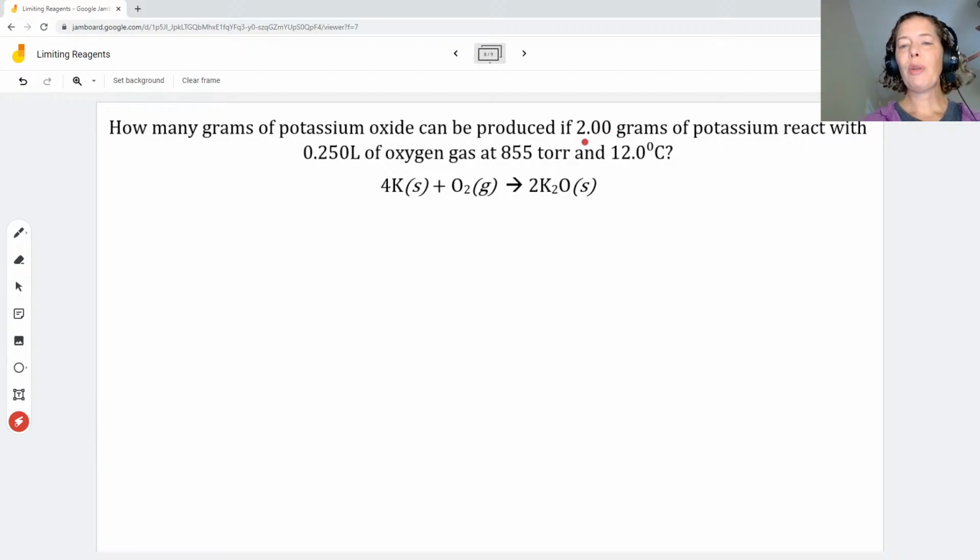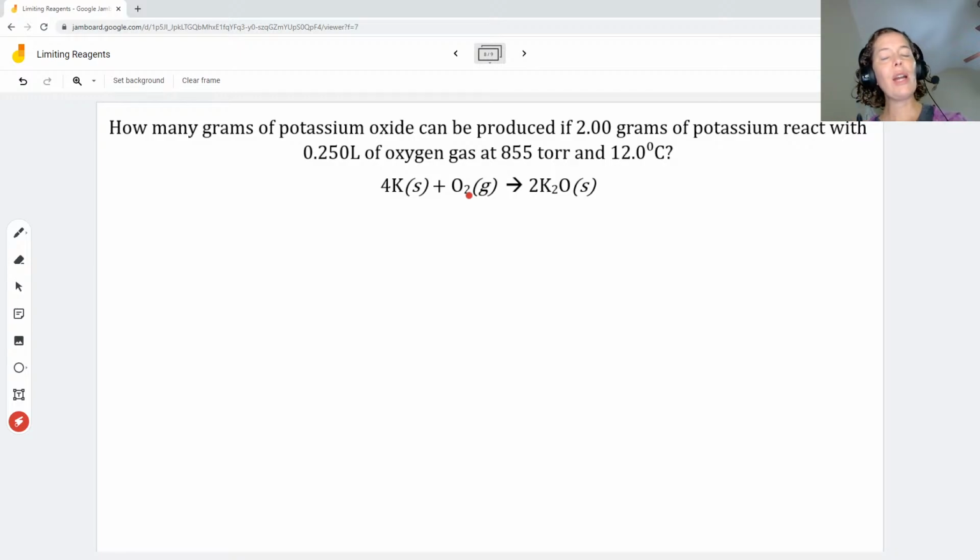So it is stoichiometry because I've been given information about potassium and I've also been given information about oxygen, but I have been asked information about a different compound, specifically potassium oxide. And I can link all of these compounds with a balanced chemical equation. So that makes it stoichiometry. Now, the fact that I have information about potassium, which is one of my reactants, and information about oxygen, which is my other reactant, makes it a limiting reagent stoichiometry problem.